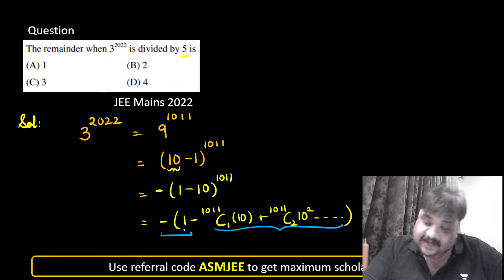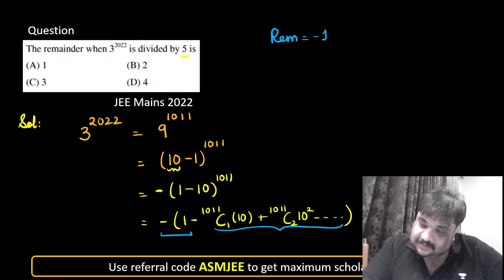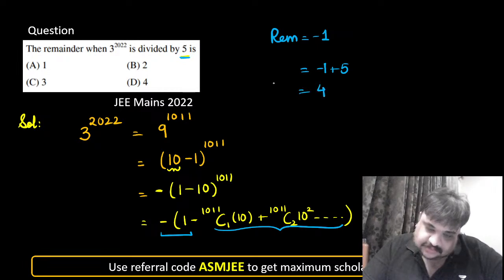But you cannot keep negative as a remainder. So the remainder is equal to minus 1, but you are dividing by 5. So add 5 to it. So it is 4.